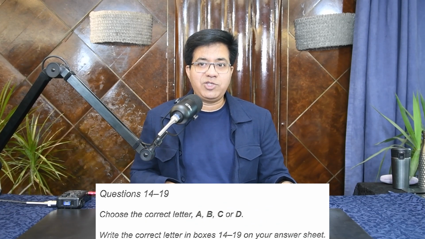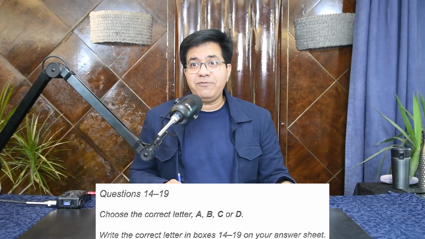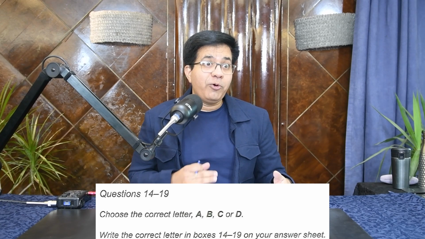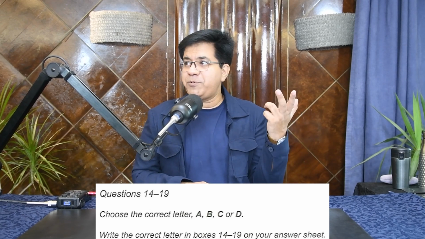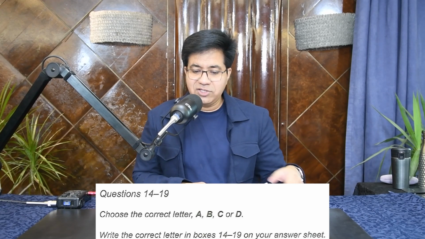Now we come to questions. Wow, 14 to 19, we have multiple choice questions. So there are 4 options. Even if you try to guess, your answers will be wrong because there are 4 options. If there were 2 options, then you could just do that. But we have 4 options, right?